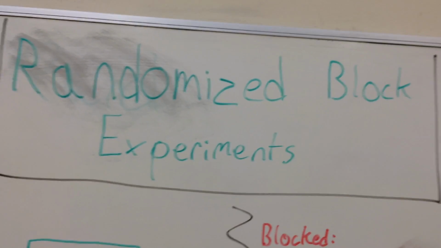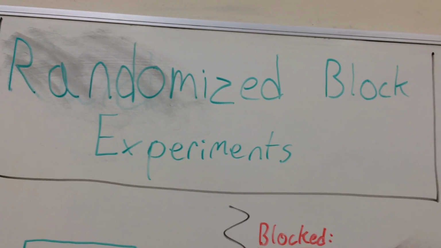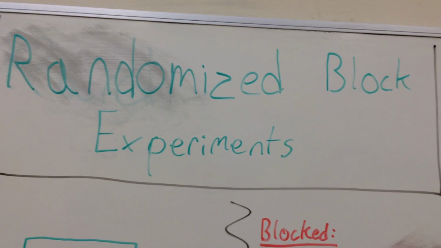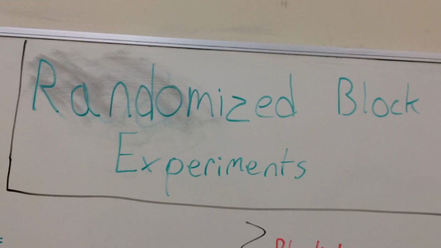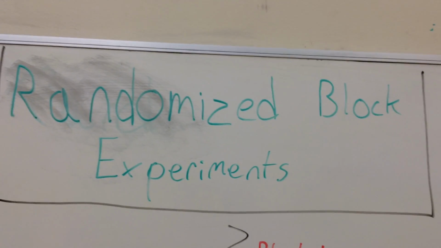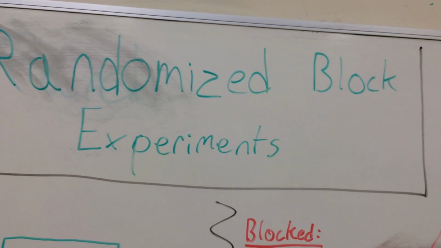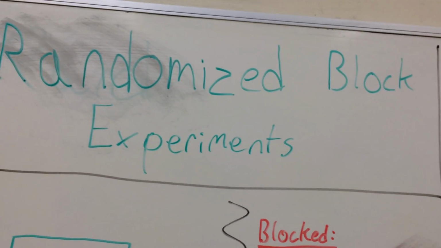When we're making our randomized experiments, there are typically two different ways to categorize it. There's blocked and then there's non-blocked. Today we're going to be going over blocked experiments and then the pros and cons of blocking.